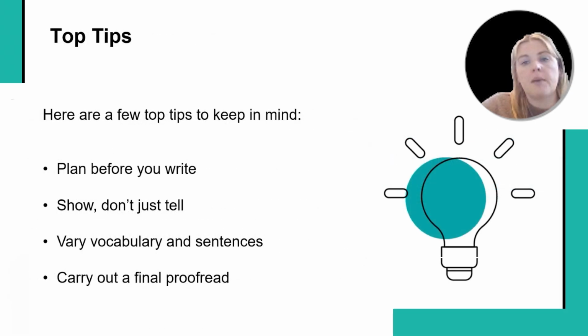Here are some top tips to bear in mind when you're writing imaginatively. Plan before you write. Knowing your opening, key events, and ending of your story helps your story to flow and stay on track. You might have heard this before, but use show, don't tell. Use description, action, and the senses to make scenes vivid and engaging. Varying vocabulary and sentences and punctuation helps to keep the reader interested and creates mood or pace.